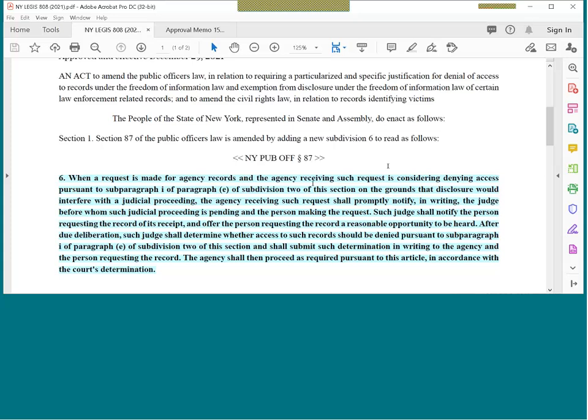So it would require the judge to notify the person requesting the record that they have the right to have a hearing, an opportunity to be heard. It would involve the court system. It was going to, in my opinion, require quite a bit of work, maybe be a burden on the judicial system. I'm not really sure how it would have worked because the law doesn't go into a lot of detail, or the bill that was passed doesn't go into a lot of detail.